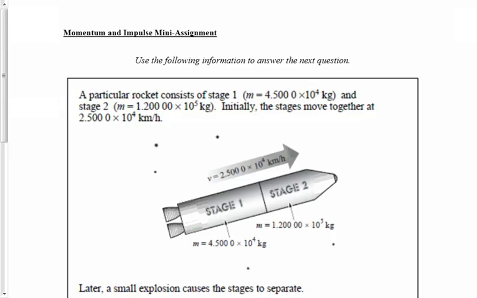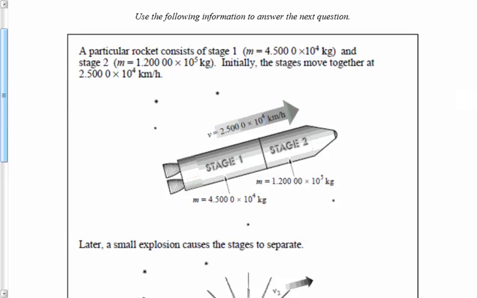A particular rocket consists of stage 1 with a pretty big mass, 45,000 kilograms, and stage 2, which has 120,000 kilograms. Initially, the stages move together at 25,000 kilometers per hour. See the kilometers per hour, non-standard unit. I'm going to circle that. So we have one object here moving at 25,000 kilometers per hour. There's a small explosion that causes the stages to separate.